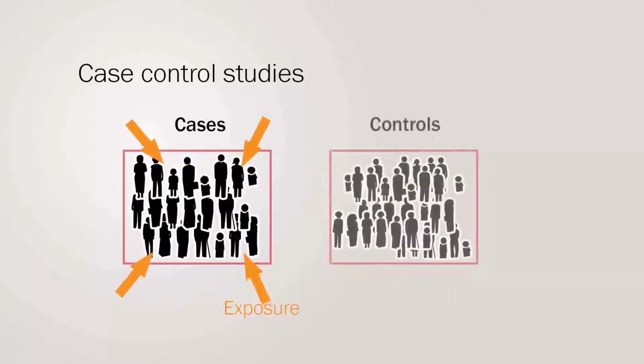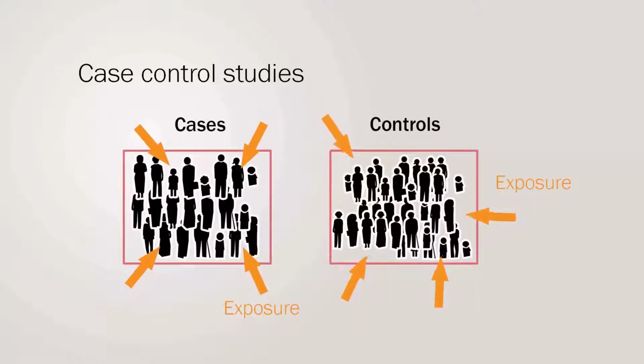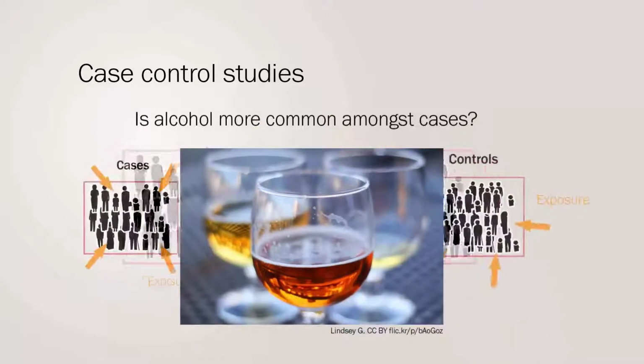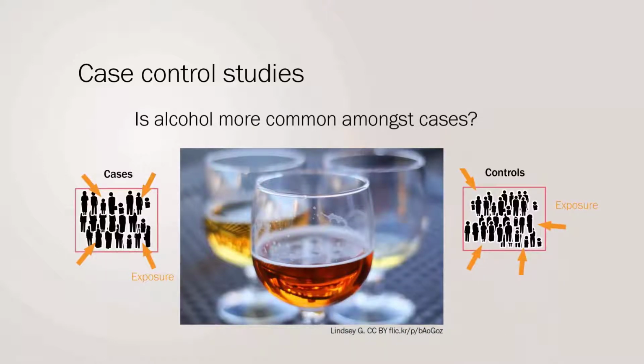In case control studies, we measure exposure to different factors in both cases and controls. We then calculate how the disease is associated with the exposures, for example alcohol consumption, to see if the cases have been more exposed to risk factors than the controls. This calculation is called the odds ratio.